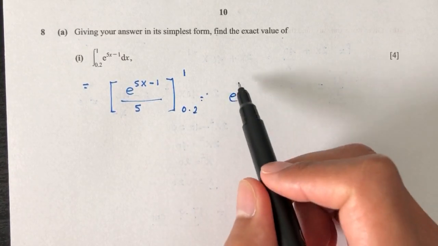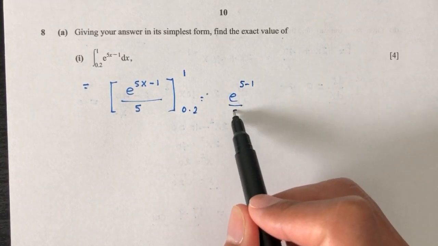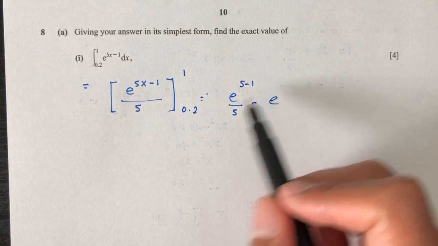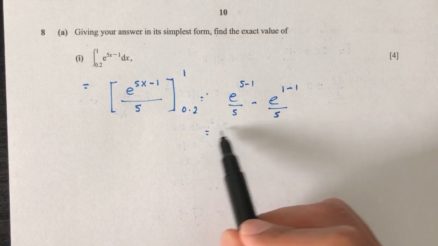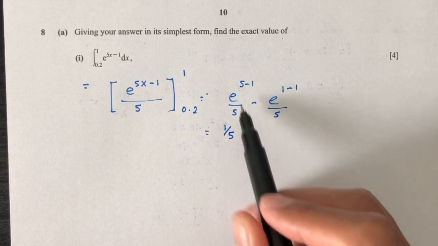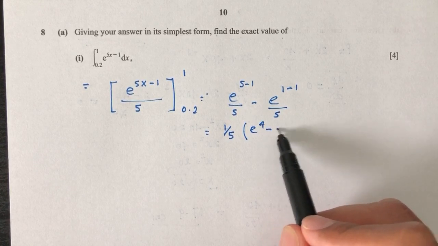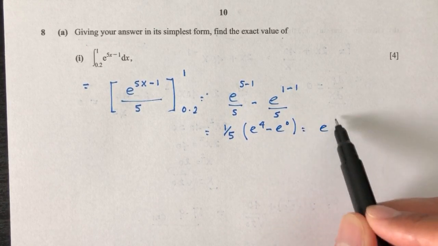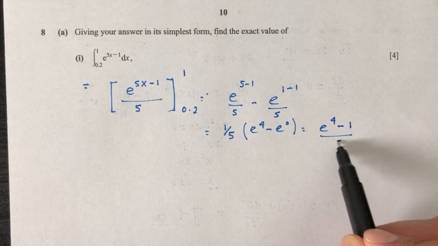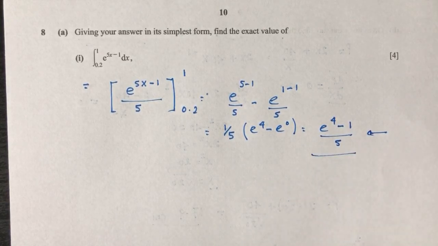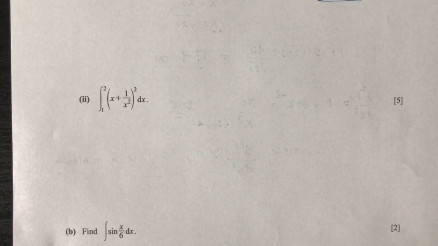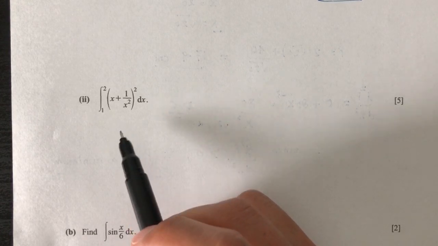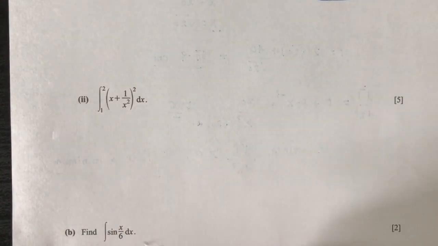Replace, we have e to the power of 5 minus 1 over 5, minus e to the power of 0 times 1 over 5. Factorize this out, you will have e to the power of 4 minus e to the power of 0, which is (e minus 1) over 5. This will be your answer for part 1. Now for part 2, integrate this equation. So let's make it easy for you. We can first expand this to make it easy.